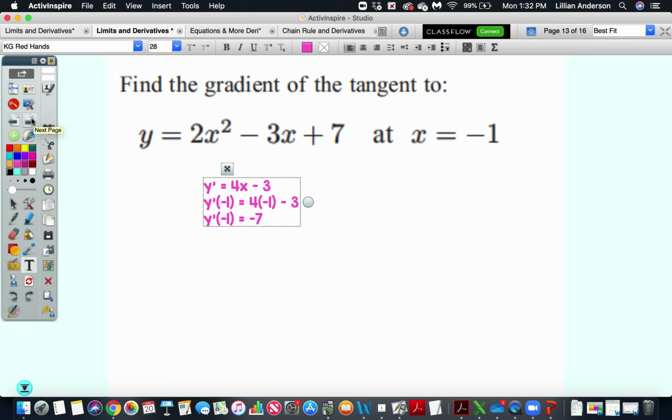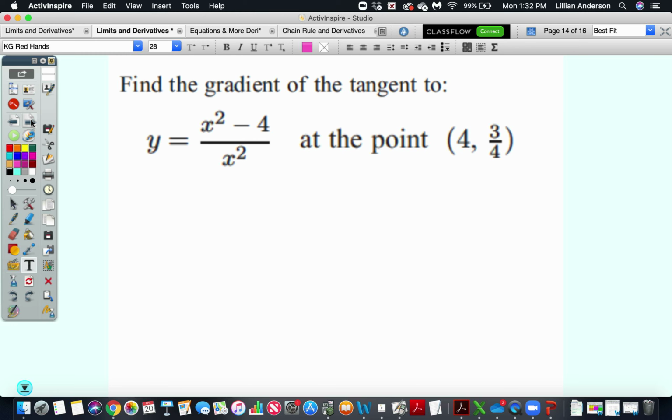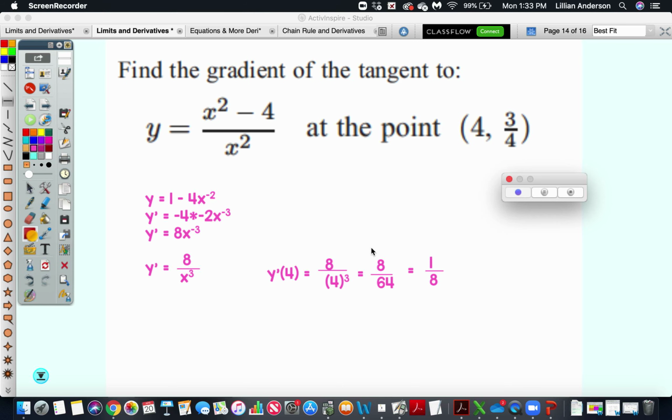So why don't you go ahead and try the last few on your own. Pause the video, press play when you're ready to see the answer. So this time you are actually getting a value that represents the gradient. For this, when you go ahead and take the derivative, your derivative should have been 8 over x to the third, and you can see my work right above it. So then when you evaluate it at 4, even though they gave you the point, remember you only plug in the x value, and you'll get 1 over 8 as your gradient.